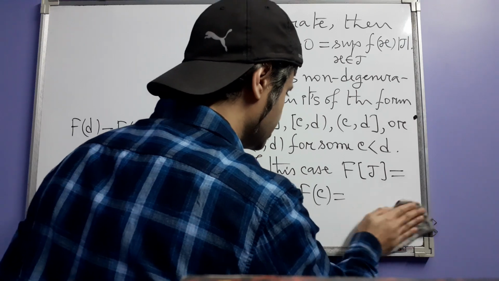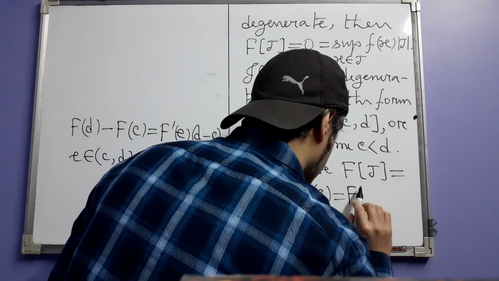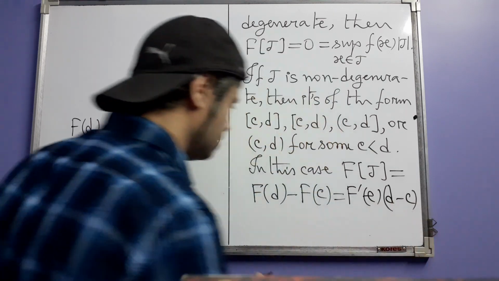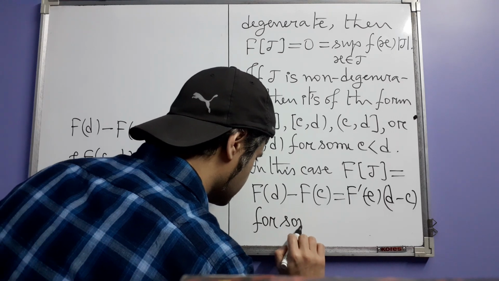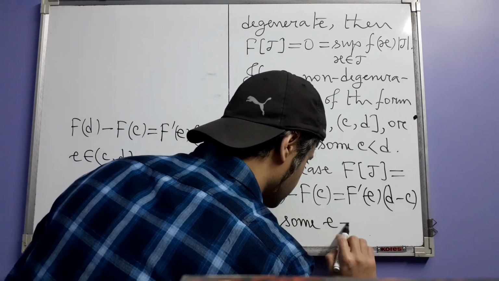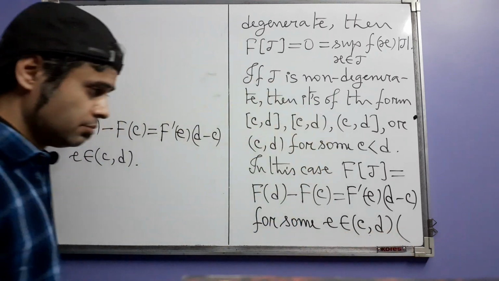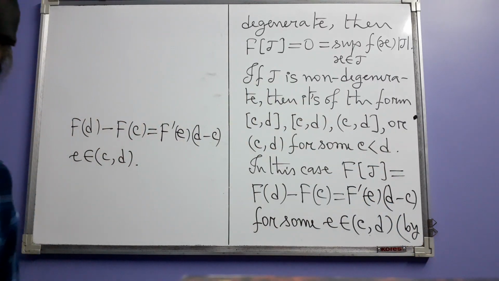So now we can continue our calculation. F prime of E times D minus C, but we need to write also for some E belonging to C comma D. In brackets we write by the mean value theorem.